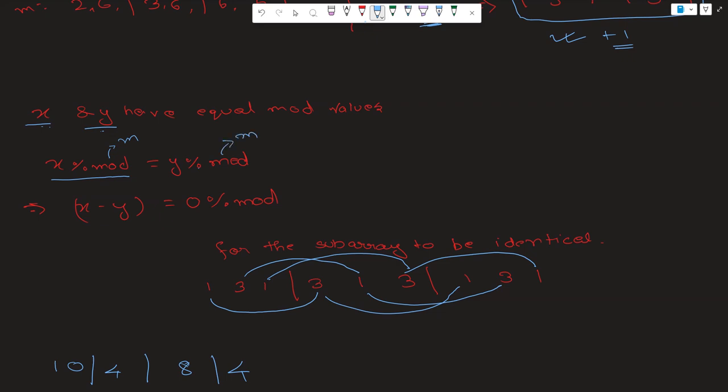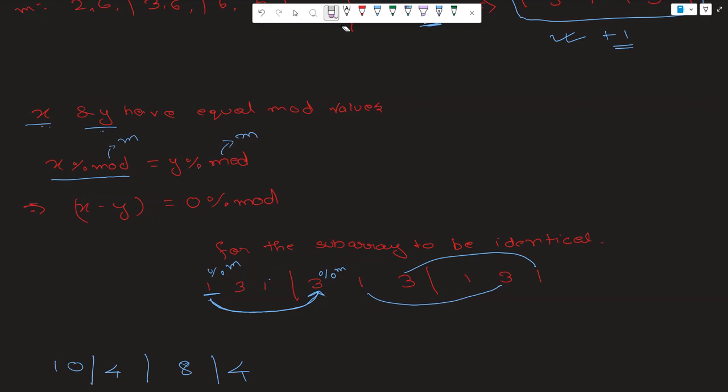Every time we see we have 1, if we need to make it identical with this specific value, 3, we need to modulo this 1 with some specific value m, and modulo this 3 with the same specific value m, and they need to be same. Now m will not change for any of these things. We just need to fix m and do this comparison.